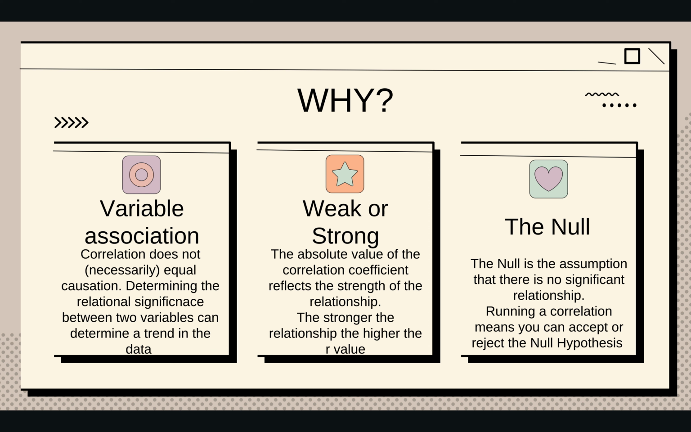And finally, the null. The null is the assumption that there is no significant relationship. So by running a correlation, you can either accept or reject the null hypothesis. Accepting means that you have a p-value greater than 0.05, and you can accept the null because you have no significance. If you reject the null, you have a value that is 0.05 or less, and you can say that you have evidence of statistical significance.